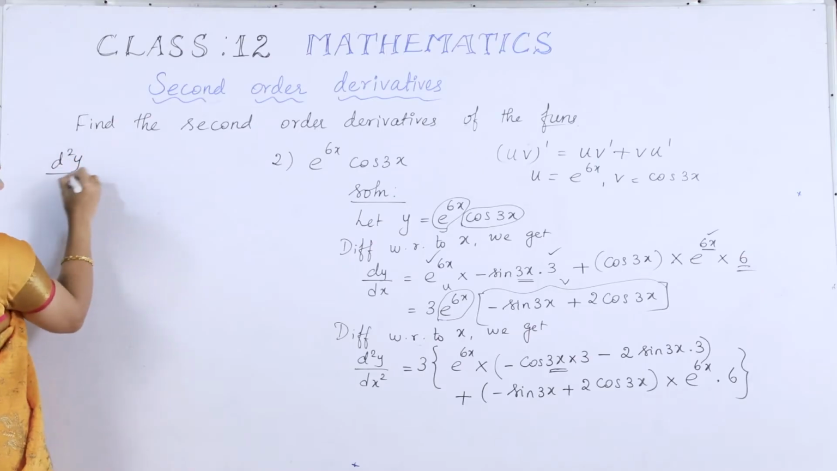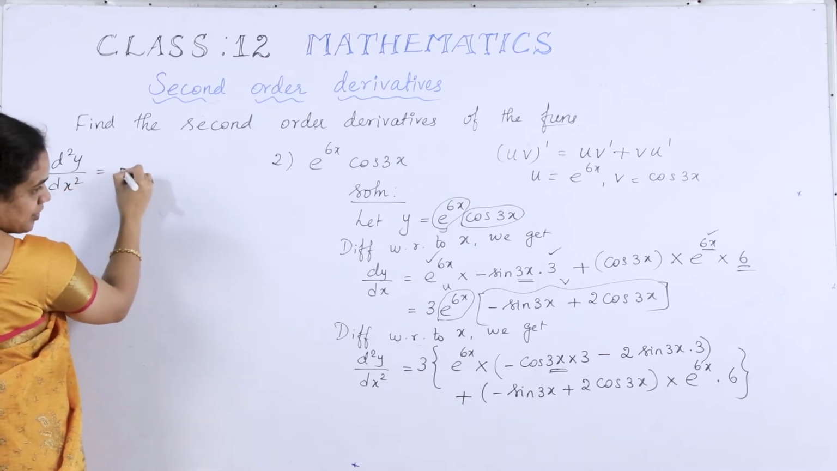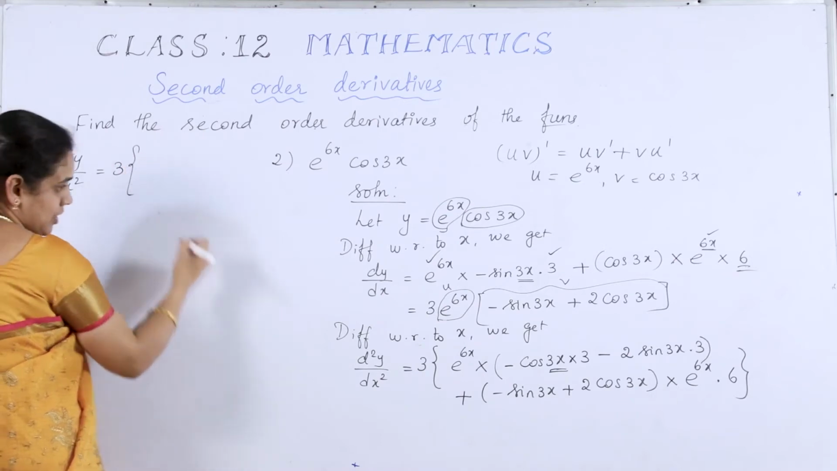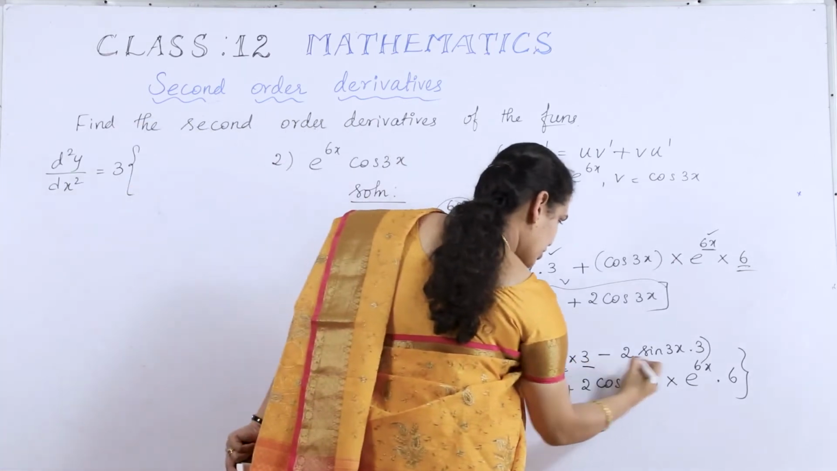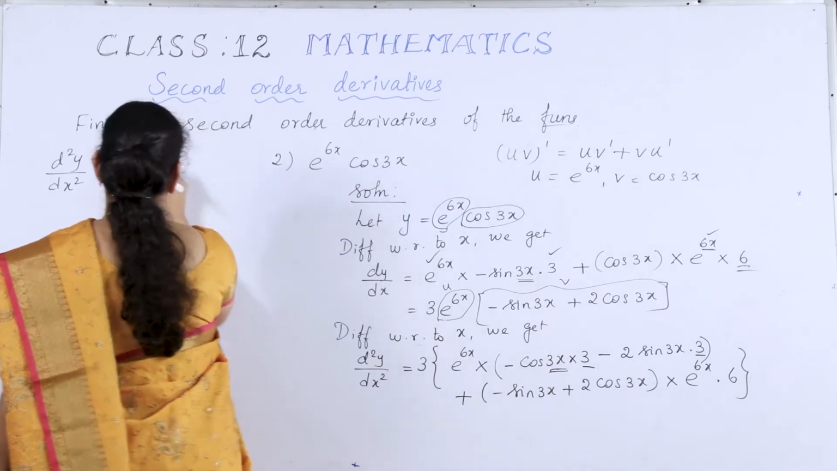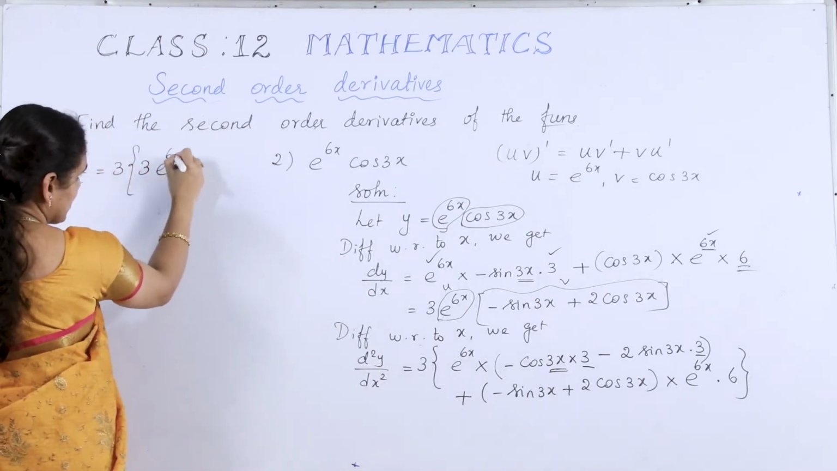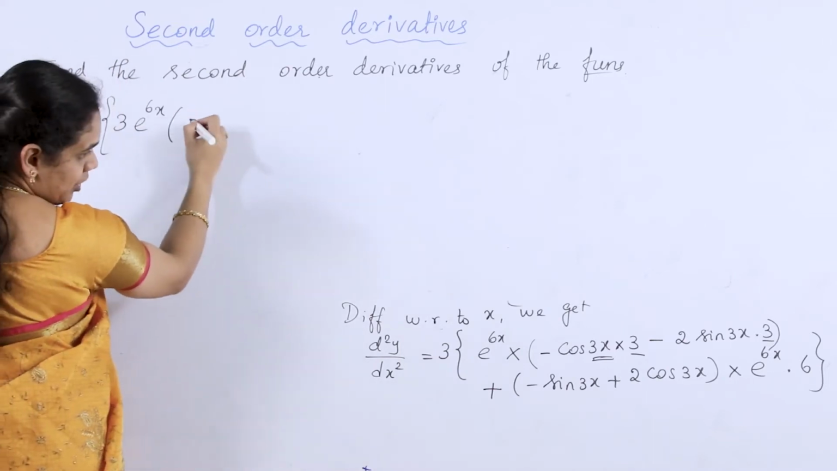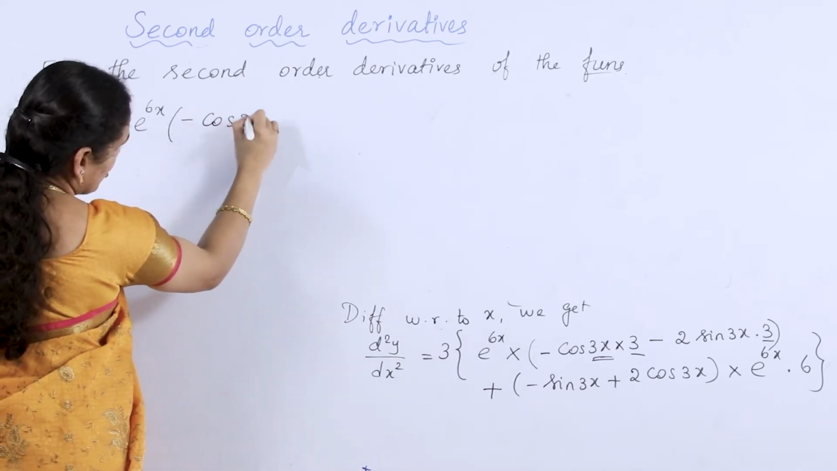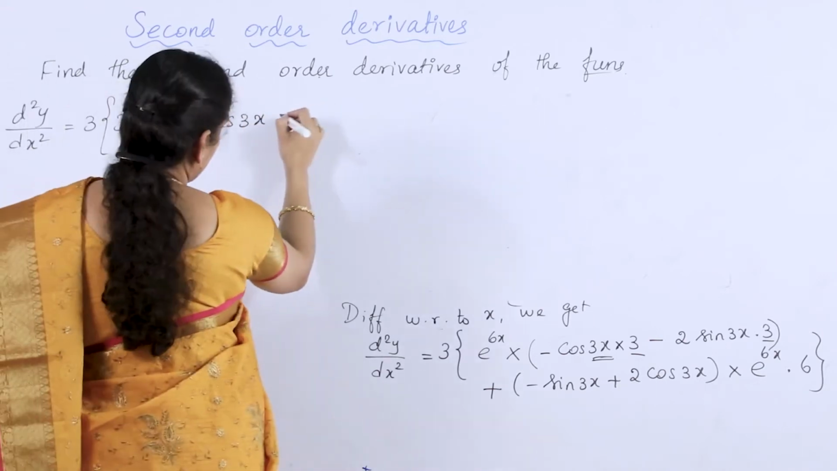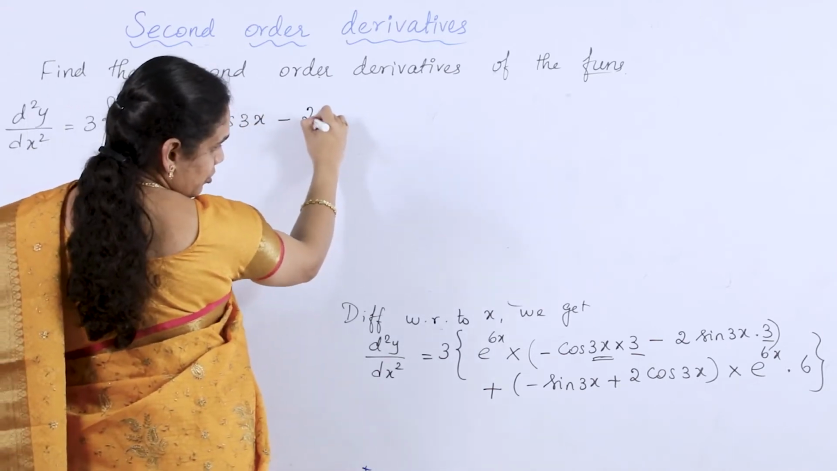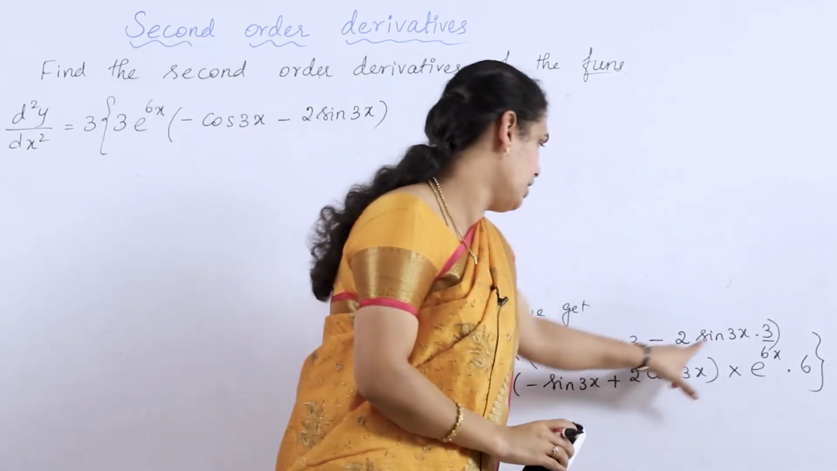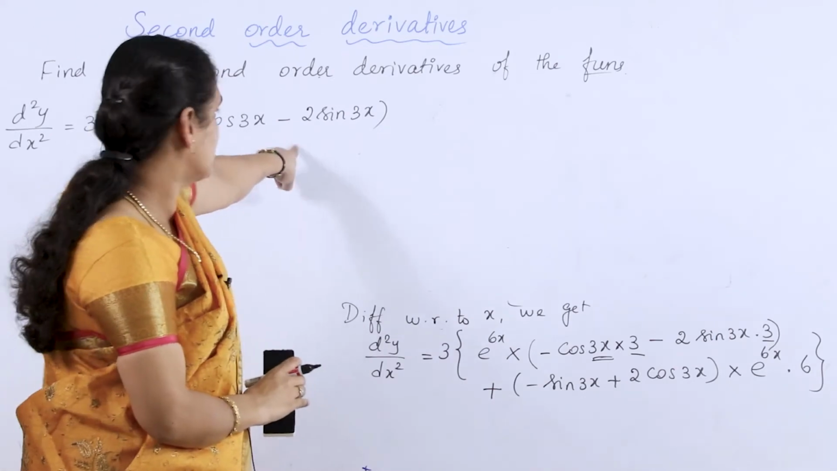d squared y by dx square will be 3 times, and here in these two we have 3 common, right? So we can take it out. So 3 times e to the power 6x, in the bracket we have minus cos 3x minus 2 sin 3x. So we have taken the 3 outside.